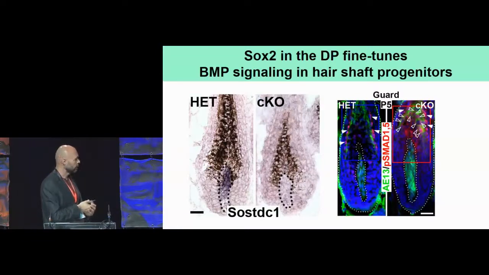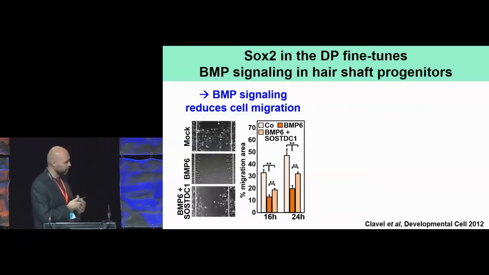to differentiate. To test next whether BMP signaling could indeed affect migration, we performed an in vitro scratch wound assay. We see normal migration towards the wound; with BMP6 we could block this, and with SOSTDC1 we could alleviate this effect.